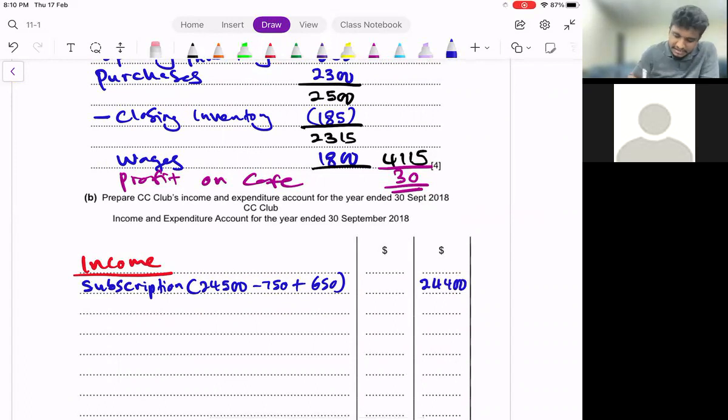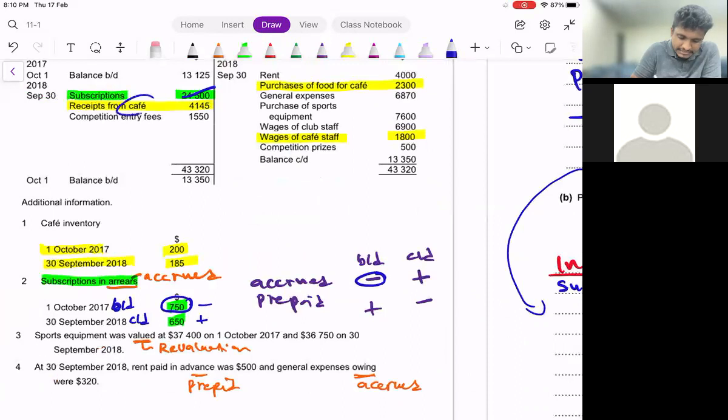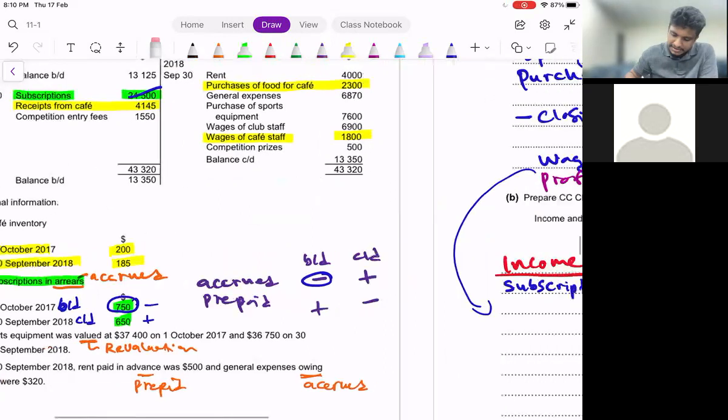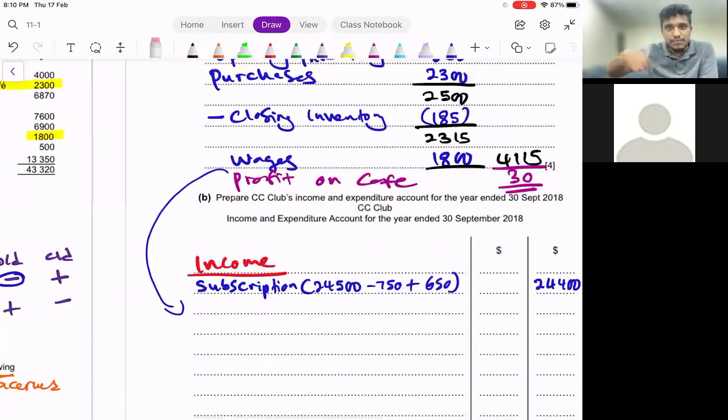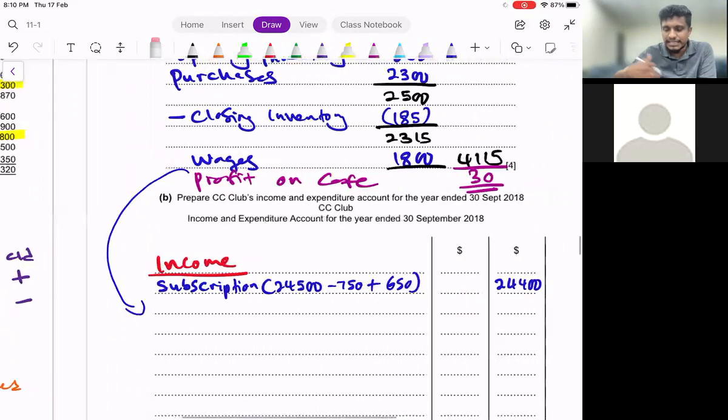24,400. After that, don't forget, we include the cafe. The receipt of the cafe cannot record here. Receipt on cafe already goes to the income statement. We take the profit from the income statement and write here. If it is a loss, we put it in expenditure. So now my profit on cafe is 30, right? Profit on cafe, 30 here.